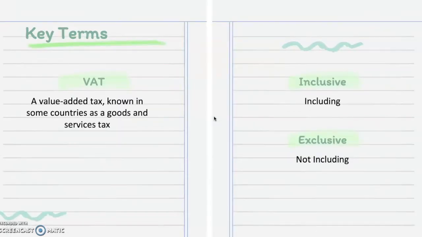The key terms for today, the first one is known as VAT. VAT stands for Value Added Tax. This is what the tax GST is called in some other countries. And two other important words to note are inclusive and exclusive. Inclusive means including, and exclusive means not including.